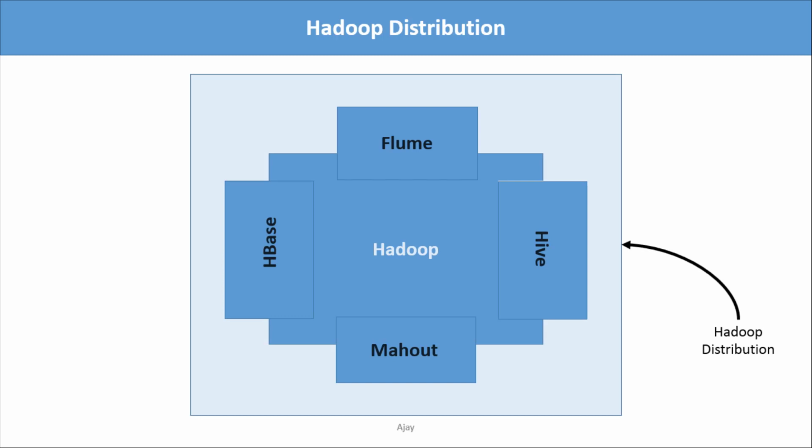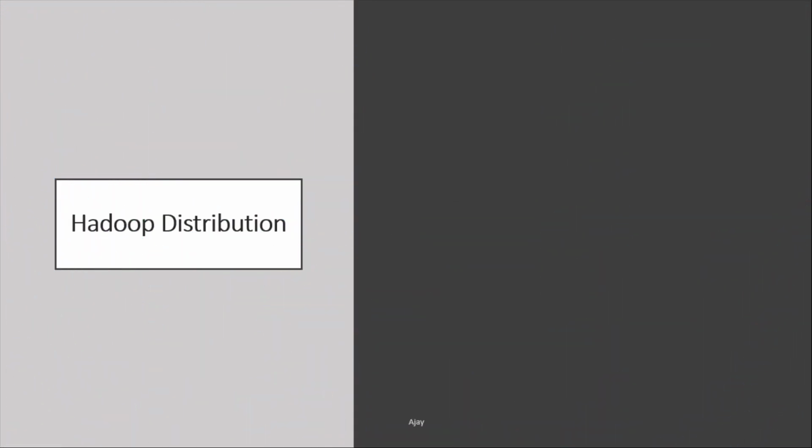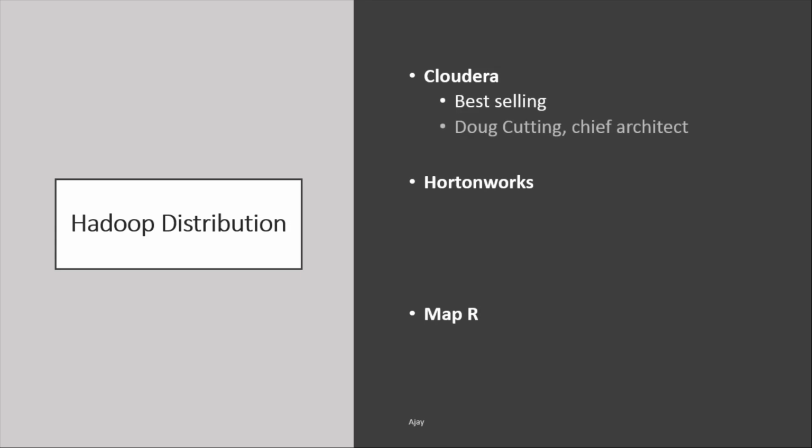Just like Linux is the core and there are many distributions of Linux like Ubuntu and Android, similarly Hadoop is the core and there are many distributions of Hadoop like Cloudera and so on. The most famous among these are Cloudera, Hortonworks and MapR. Cloudera is the best selling among these. The chief architect of Cloudera is Doug Cutting, who is one of the founders of Hadoop.